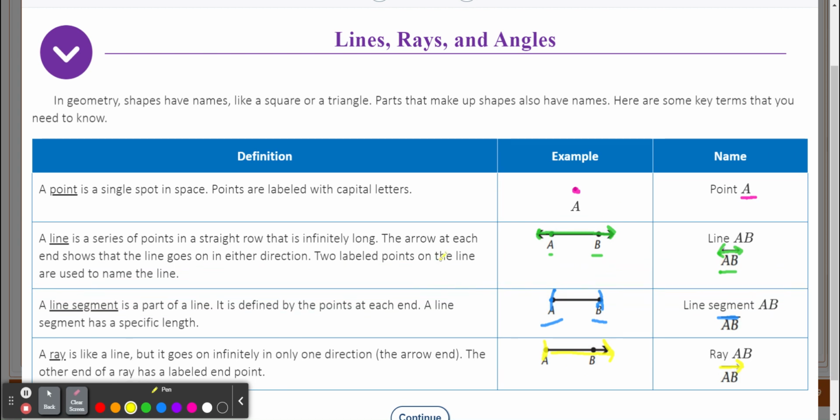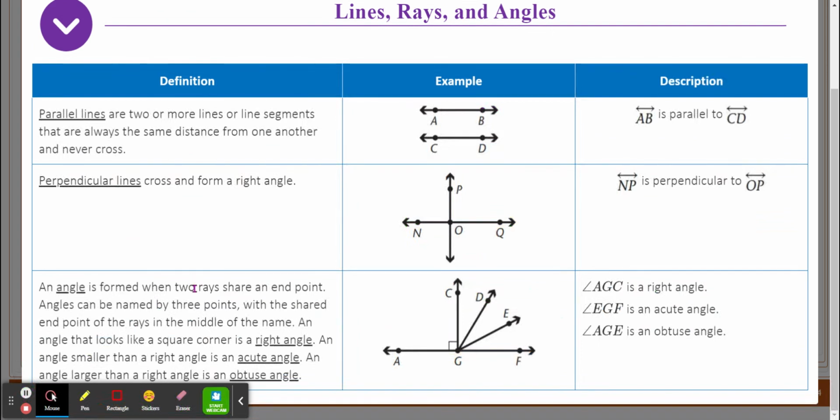So if you look at these, we have lines that keep going infinitely in each direction, and line segments, which are cut off. They stop on either side. A ray is a line, but it only goes in one direction. Some more vocabulary.